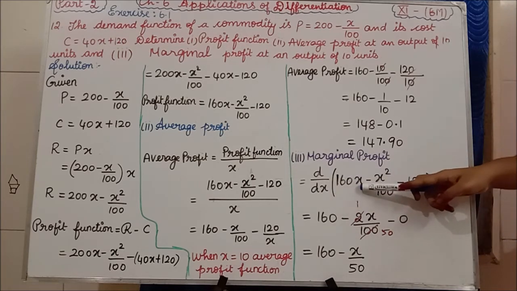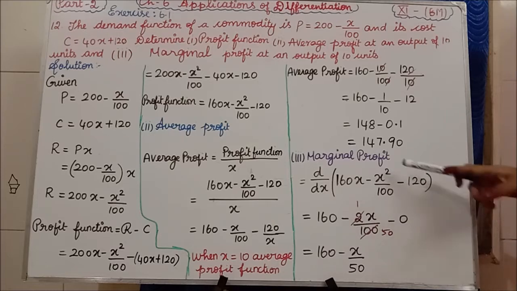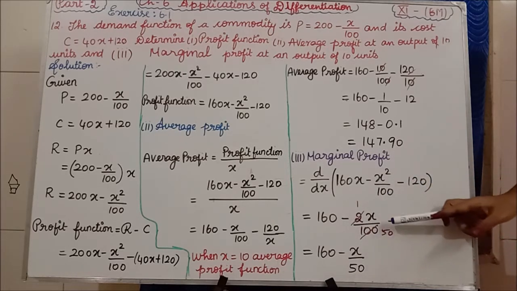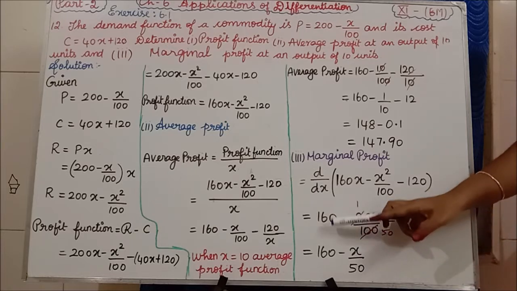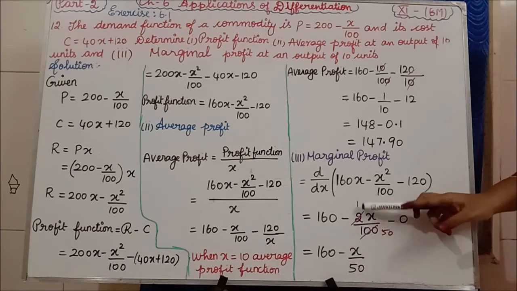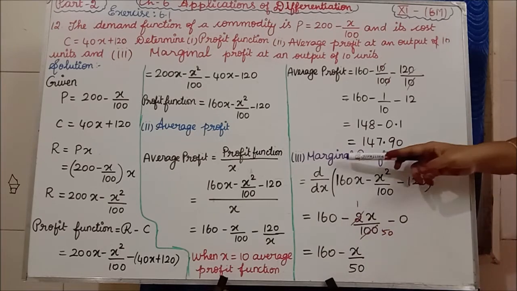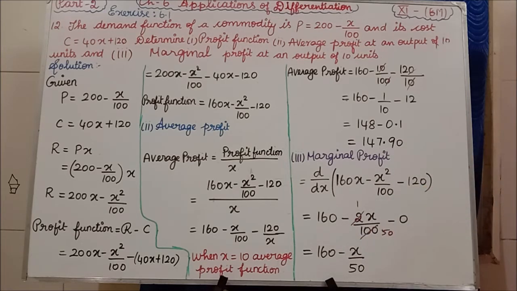See, 160x: x if you differentiate we will get 1, so 160 into 1 is 160. Then x square if you differentiate, 2 into x divided by this 100. Minus 120 is constant, so if you differentiate a constant we will get 0. Here 160 minus, 1 times this is 50 times, 1 2s are 2, 5 2s are 10, so 50. x divided by 50. The marginal profit value we have got is 160 minus x divided by 50.